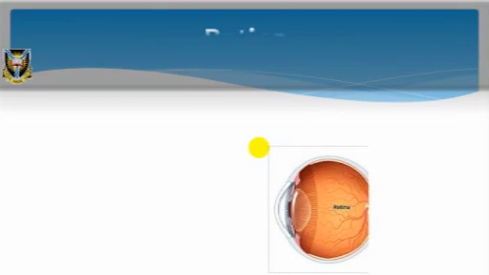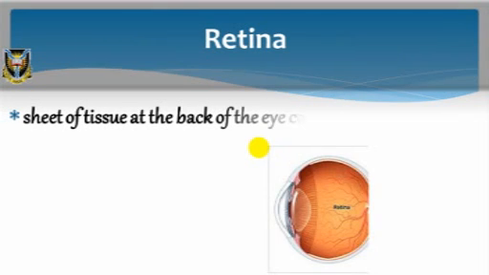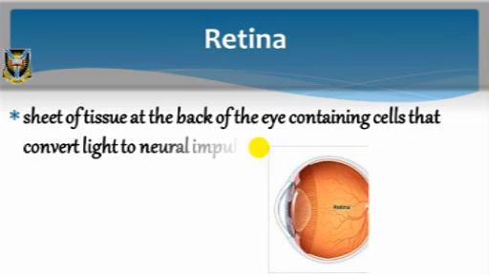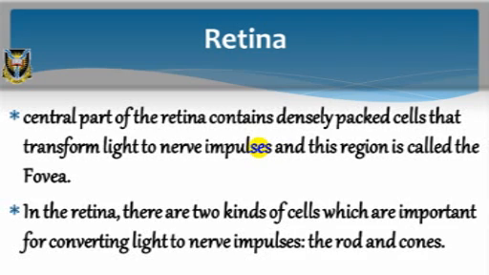Retina. This is a sheet of tissue at the back of the eye containing cells that convert light to neural impulses. This tissue is almost as thick as a piece of paper. The central part of the retina contains densely packed cells that transform light to nerve impulses, and this region is called the fovea.